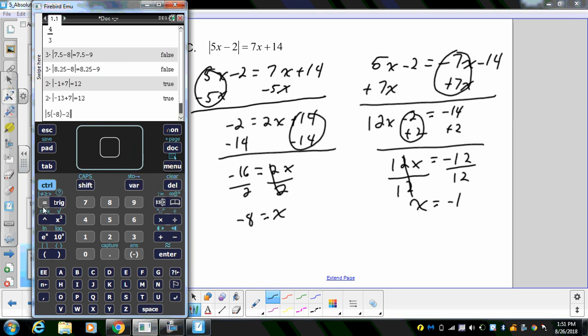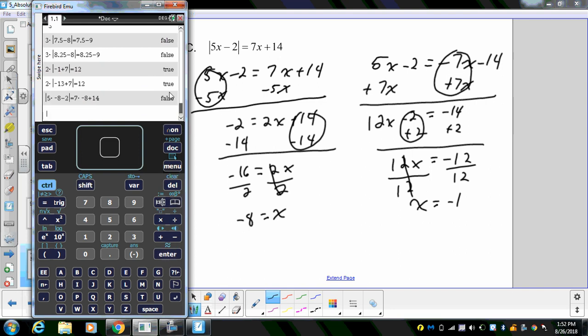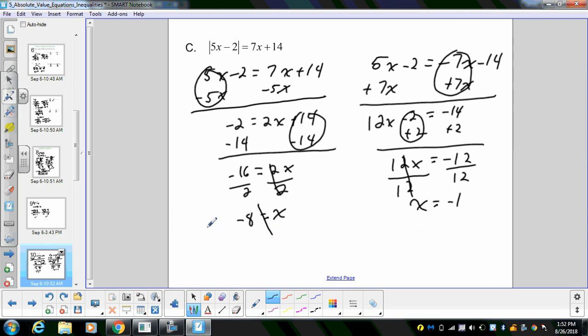get out of the absolute value, equal sign below control, and then 7, again, parentheses, negative 8, get out of the parentheses, plus 14. Again, the parentheses, all it's doing is telling, all right, we want to multiply, not subtract. So you have to kind of guide the calculator what you want it to do. When I hit enter, though, I get false. So I see that this does not work out for me.